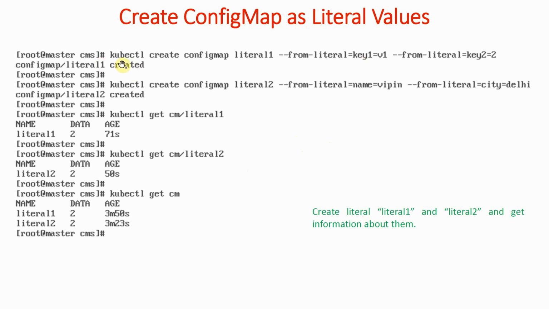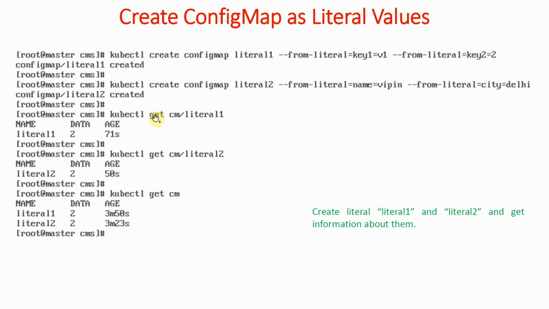So we are going to run this command: kubectl create configmap, and we are going to name it literal1, from-literal key1=v1, from-literal key2=2. That means we are creating one config map with the name literal1. And then we are going to create a second config map, kubectl create configmap literal2, from-literal name=Vipin, from-literal city=Delhi. That means create literal1 and literal2 and get information about them.